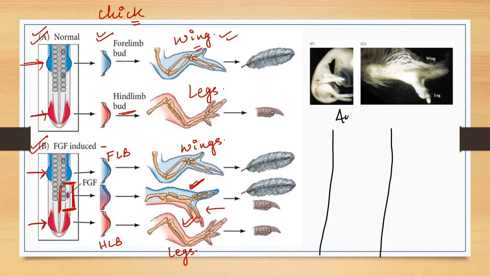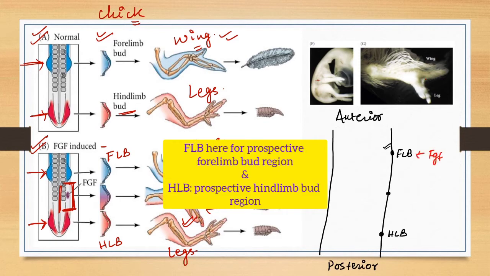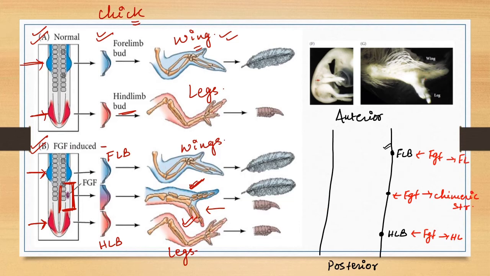Suppose this is the body trunk and this is the anterior end and this is the posterior end. Now in further cases, what was seen was that the closer the position of FGF beads was to the forelimb field, the more the limbs were like forelimb. That is, suppose this is the closest one towards the forelimb bud. Okay, so the limb that was formed from this FGF induction had more wing-like properties in comparison to the FGF induced limb which was far away from the forelimb bud.